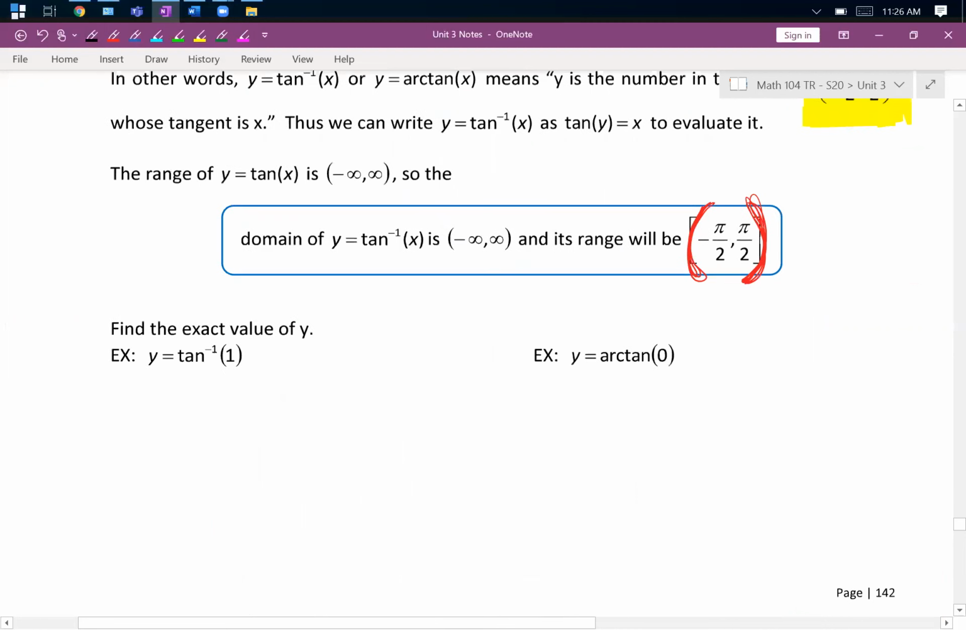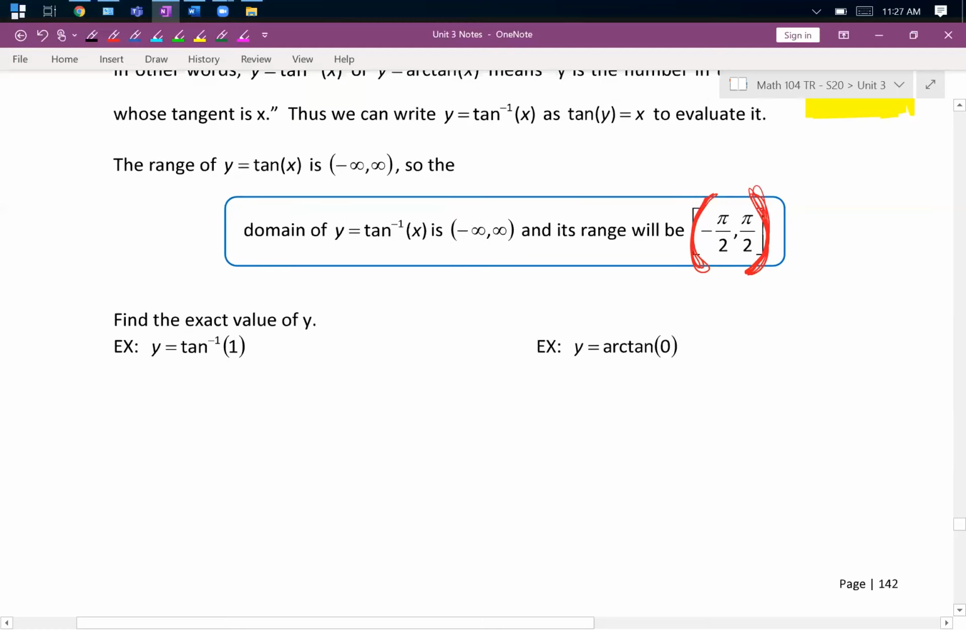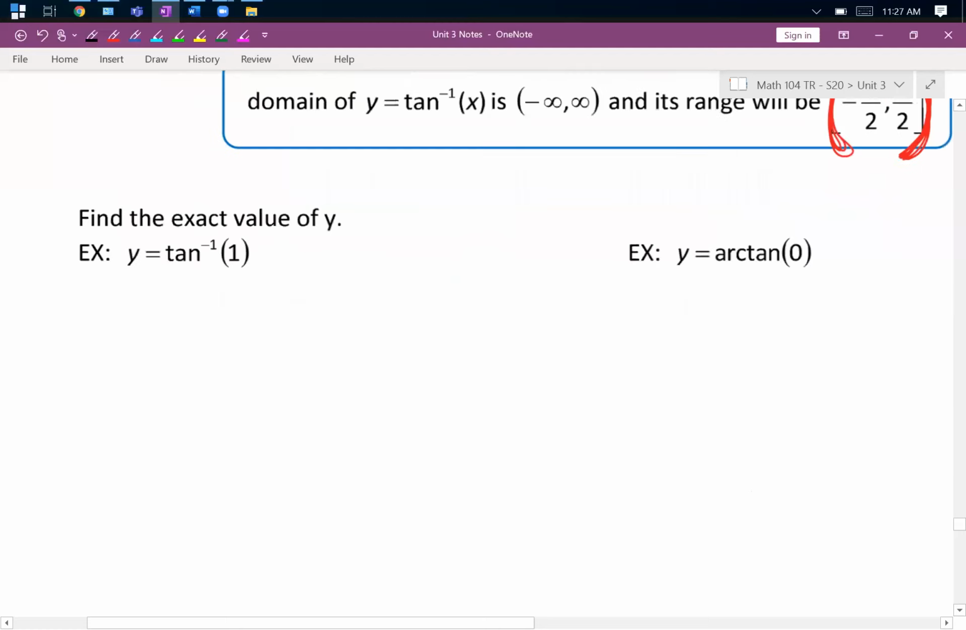So let's talk about the domain and range a little more. The range of our tangent graph is all real numbers, so that means the domain for our inverse tangent is going to be all real numbers. So we can do tan inverse of any number we want. We only can do sine inverse or cosine inverse of numbers between -1 and +1. So let's find the exact value of y, where y equals tan inverse of 1.